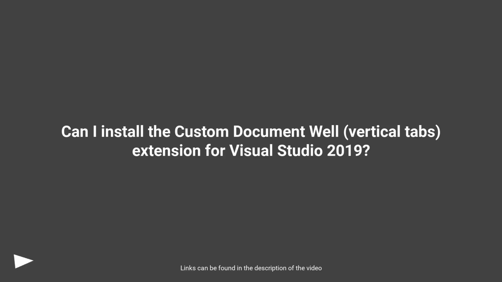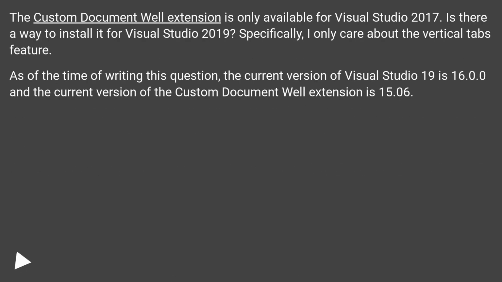Can I install the custom document vertical tabs extension for Visual Studio 2019? The custom document extension is only available for Visual Studio 2017. Is there a way to install it for Visual Studio 2019? Specifically, I only care about the vertical tabs feature.